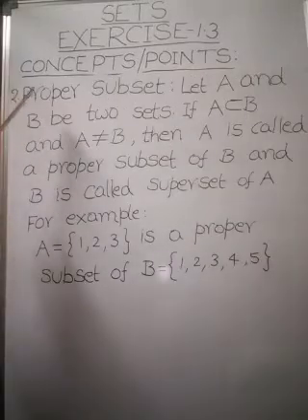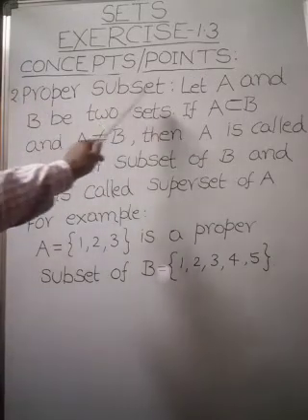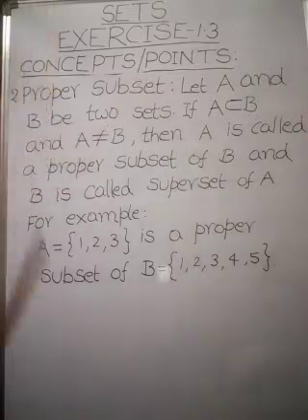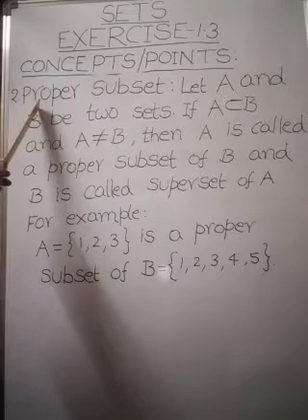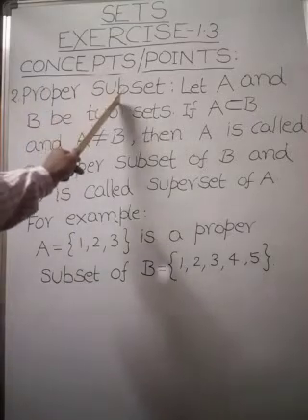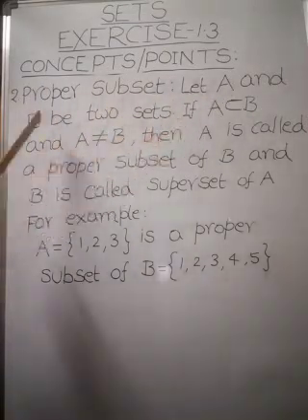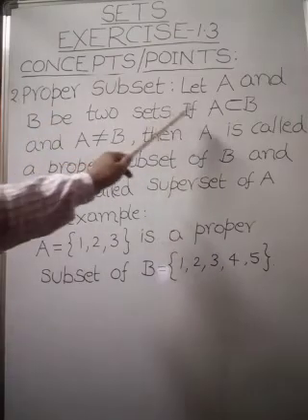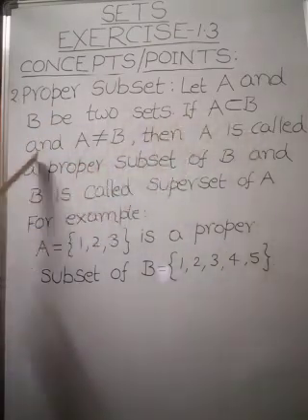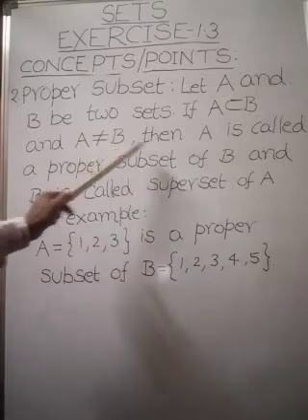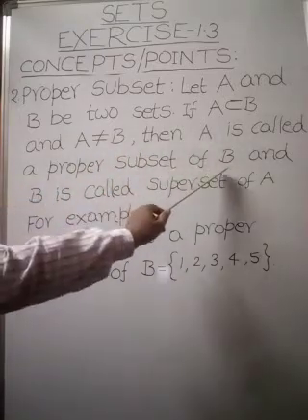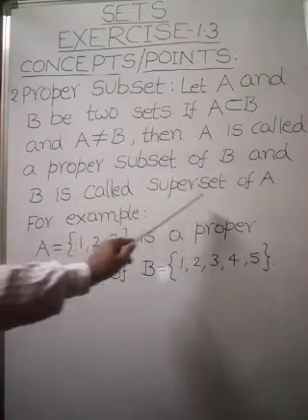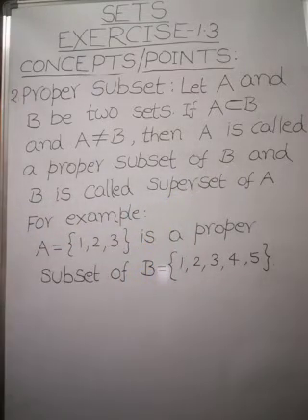Now next definition, proper subset. Previously we have discussed a subset. Now come to the definition of proper subset. Let A and B be two sets. If A is a subset of B and A is not equal to B, then A is called a proper subset of B and B is called a superset of A. This is the definition of a proper subset.